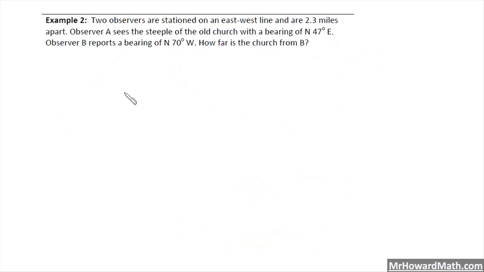Okay, example 2 here. 2 observers are stationed on an east-west line and are 2.3 miles apart. Observer A sees the steeple of the old church with a bearing of north 47 degrees east. Observer B reports a bearing of north 70 degrees west. How far is the church from B? So they're on an east-west line like this. So we'll put observer A here, observer B here. They're 2.3 miles apart, so that distance is 2.3 miles.